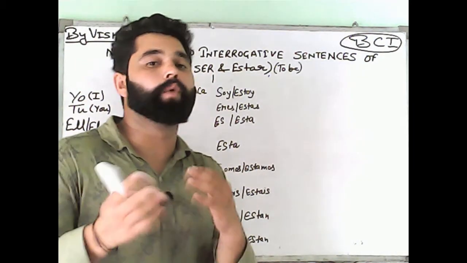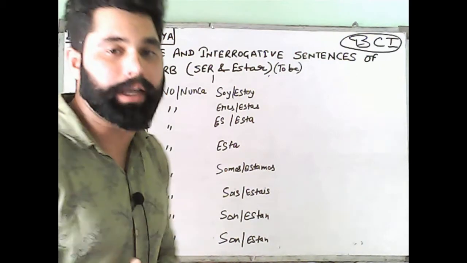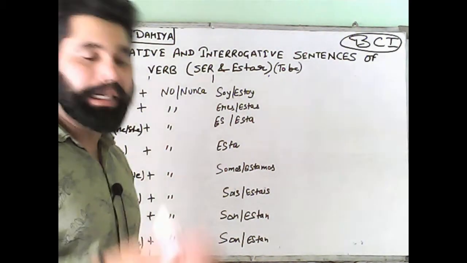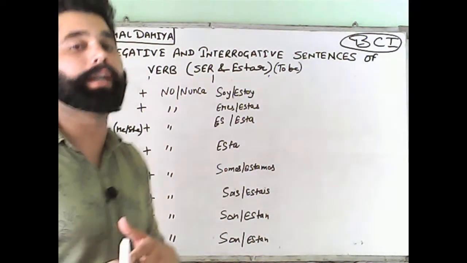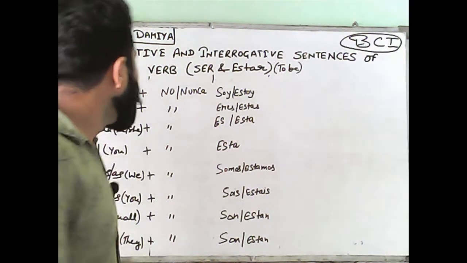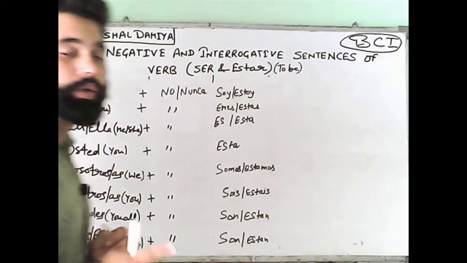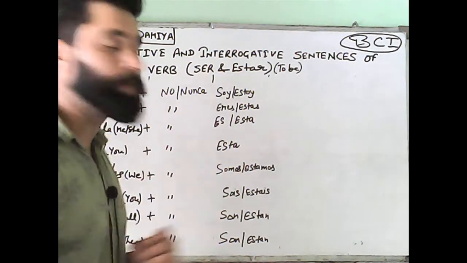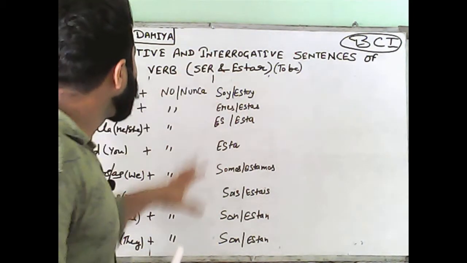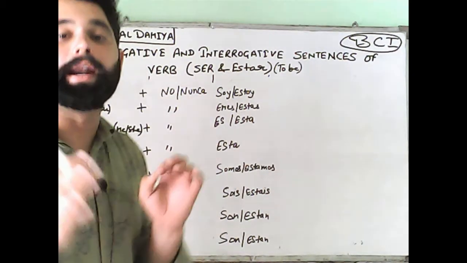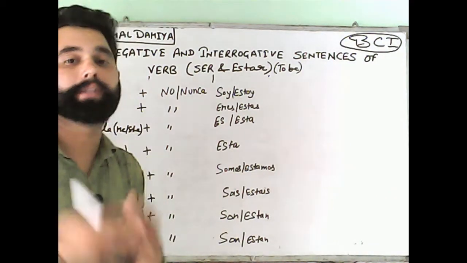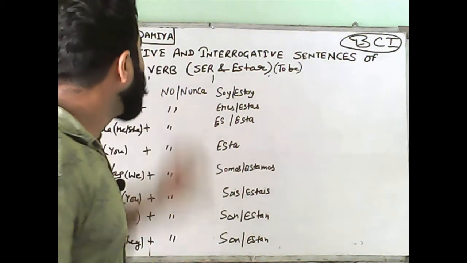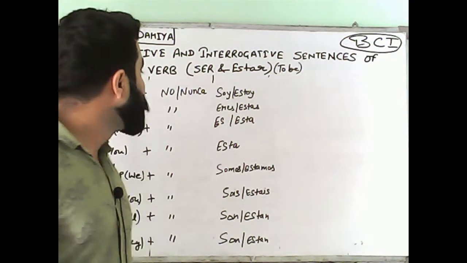Today we are going to learn how we can make negative and interrogative sentences in Spanish. It is very easy to make negative sentences and interrogative sentences in Spanish. The only thing you have to do to make a negative sentence in Spanish is use the words no and nunca. No means no, the same as in English, but nunca means never, right?